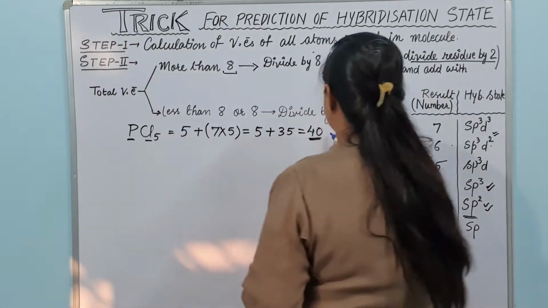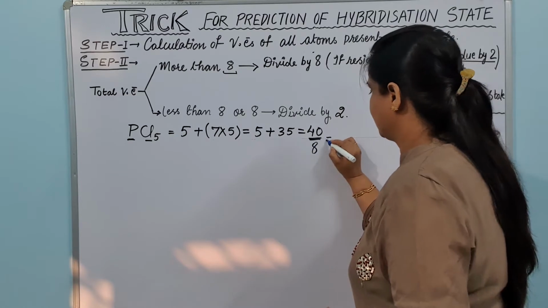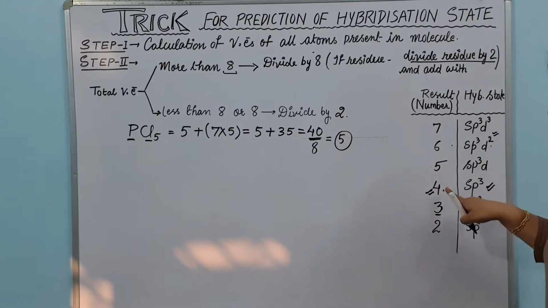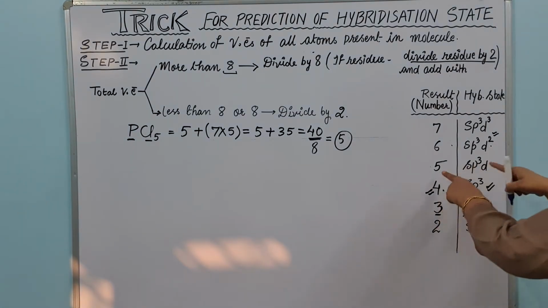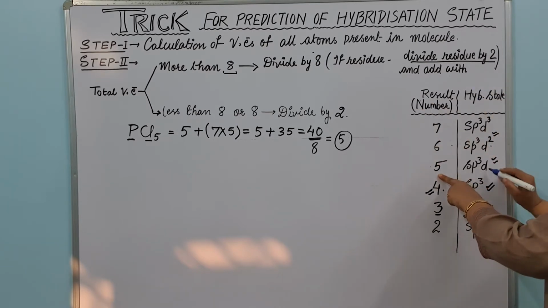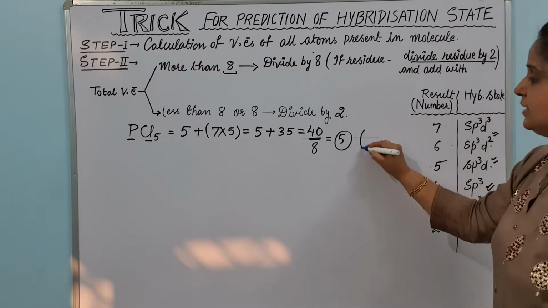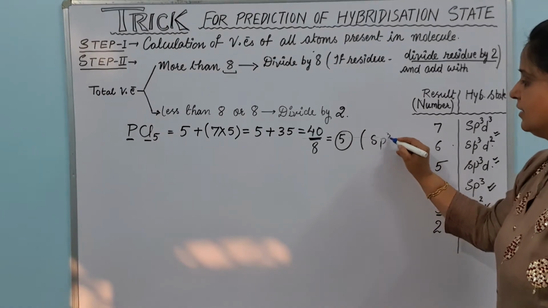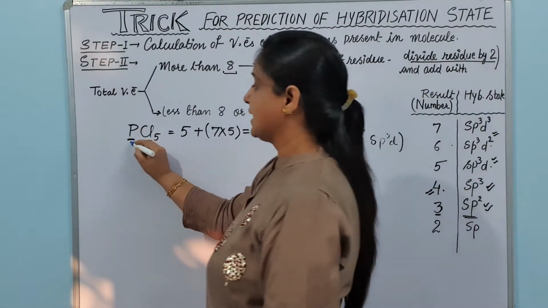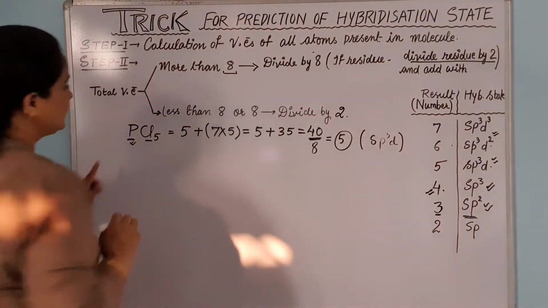So, I am going to divide this number by 8. And the answer is 5. And I am going to see this chart now. Look at this chart. This chart is indicating that the hybridization state of phosphorus in PCl5 is sp3d. So you can see here that the hybridization state of phosphorus in PCl5 is sp3d.